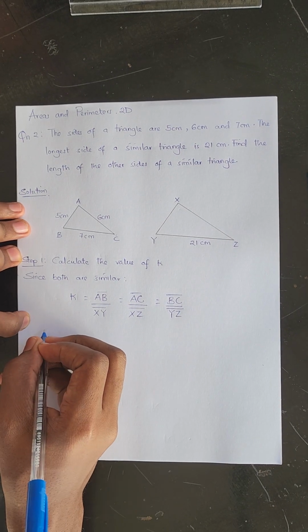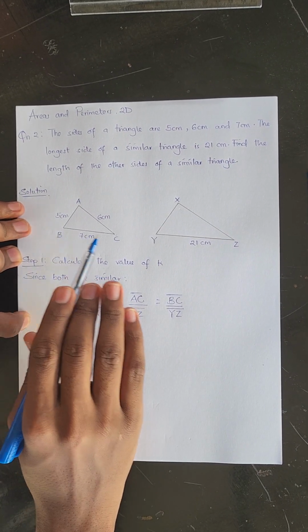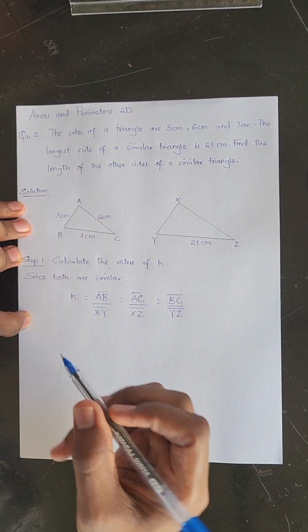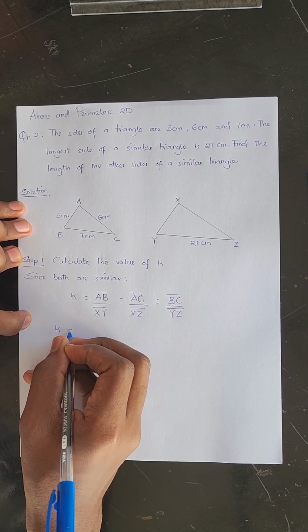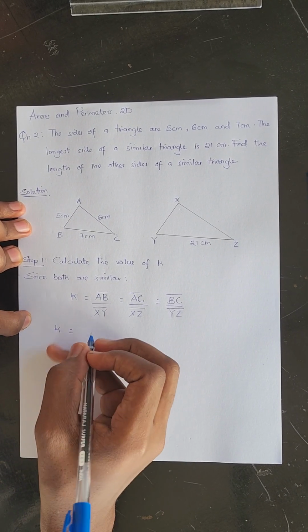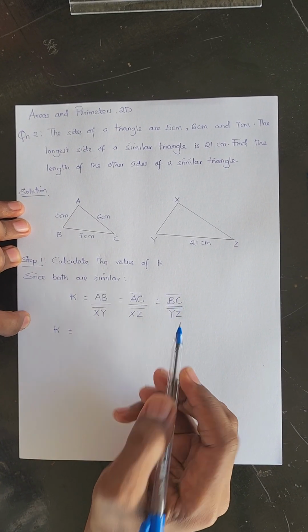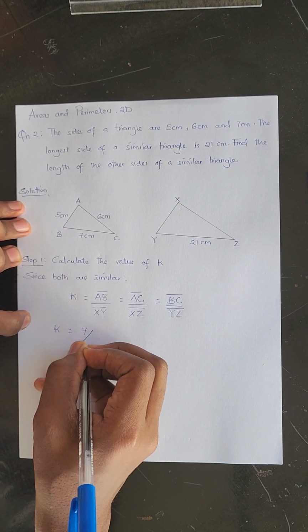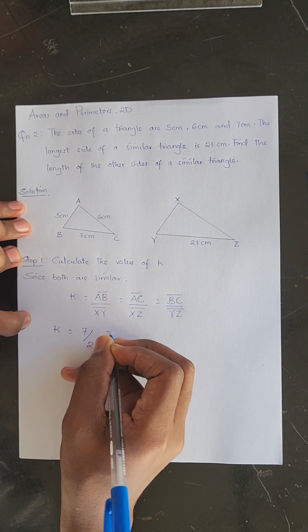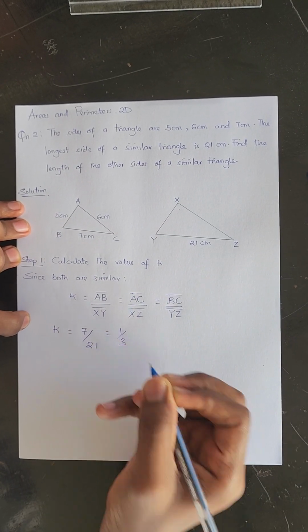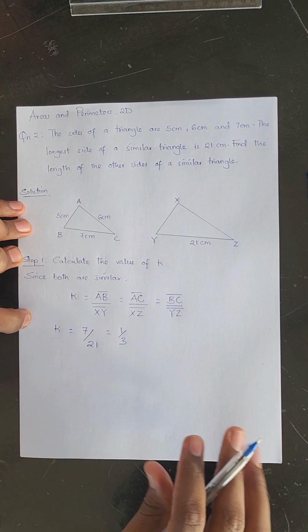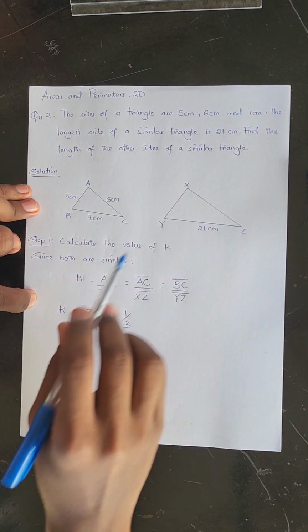Now, let us use BC and YZ to get the value of K first. So K equals BC over YZ, which is 7 over 21, which gives us 1 over 3. So the value of K is 1 over 3, and we're going to use this to get the other sides.